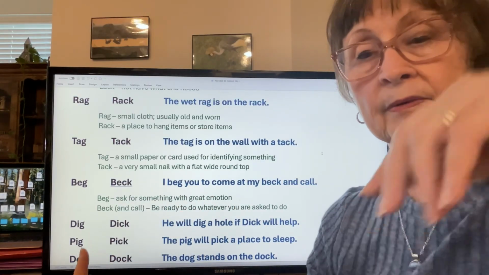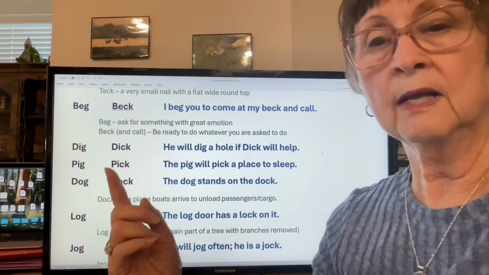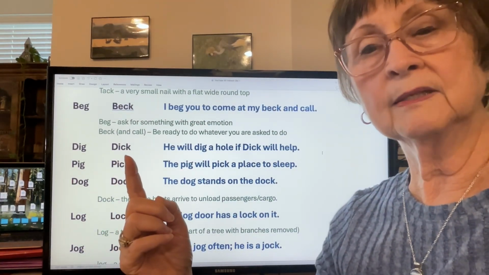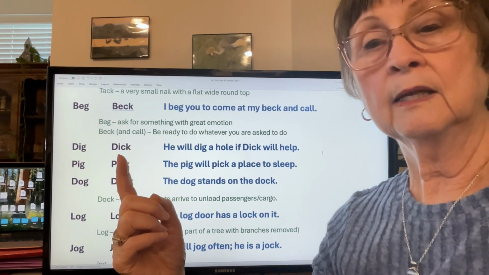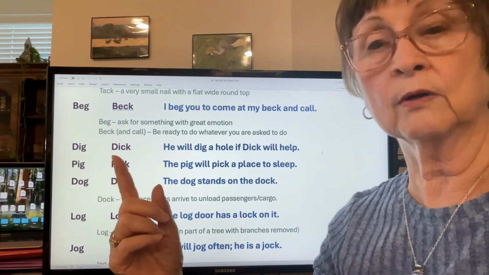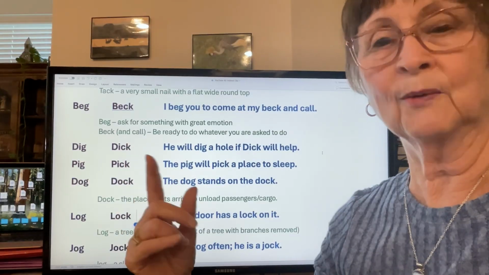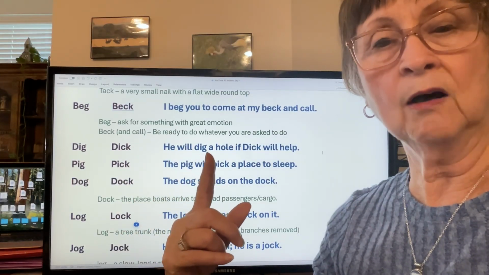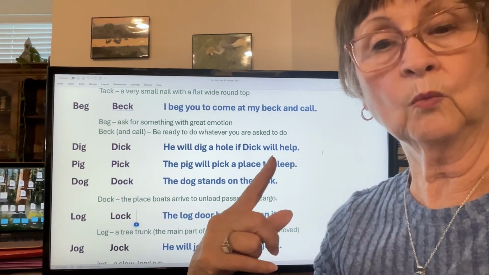Then we have dig. I think you know the word dig. You dig in the ground. This is a person's name, Dick. Someone named Richard is often called Dick. Now, there is another meaning with the lowercase that I'm not getting into because it's not a nice word. It's a slang word. You may have heard it, but I'm not going to talk about that one. He will dig a hole if Dick, the person, will help.